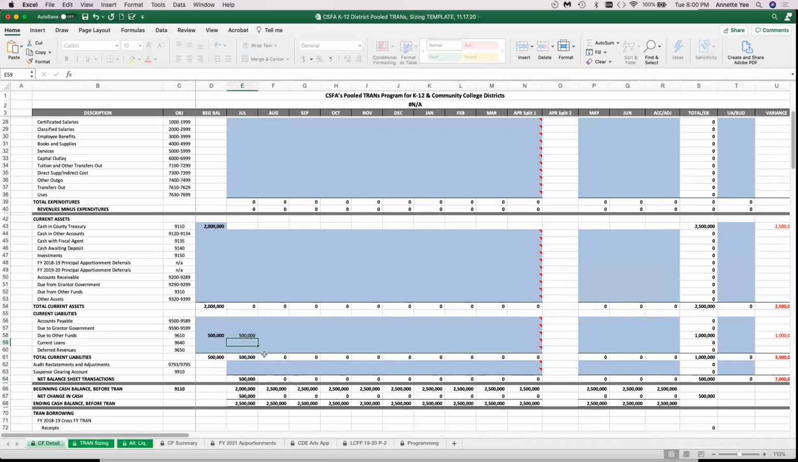Wait a minute here. So that just gave them 500,000 more in cash. So that can't be the right direction. It has to be, because they just paid that back, so it should make the cash go down. Okay, so that makes sense. So I just went negative 500,000. They paid it all back in July.